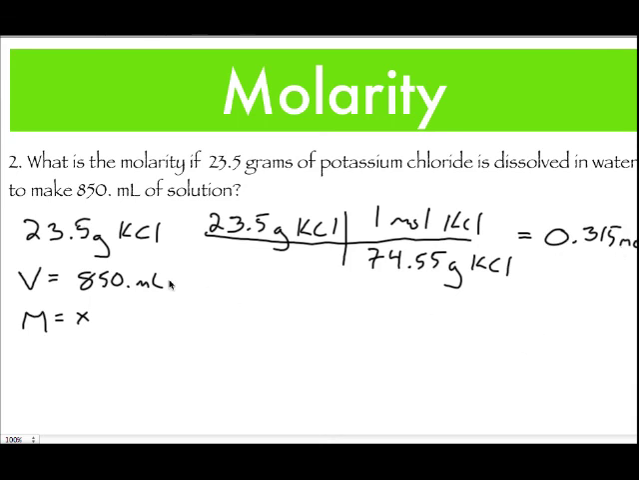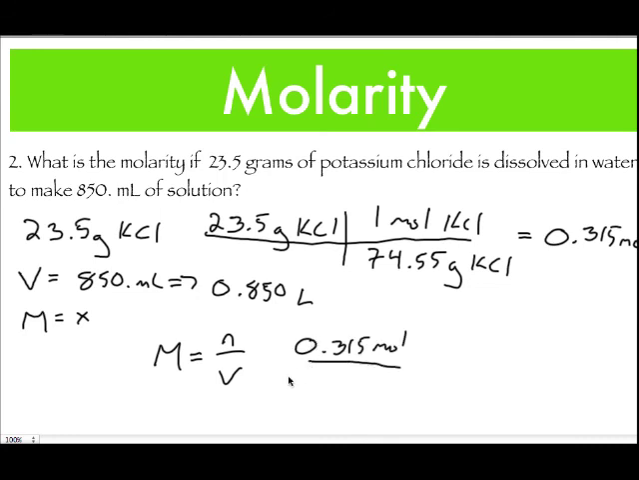Now I have my moles. I have my volume in milliliters again, so we need to convert. 0.850 liters, divided by 1,000. And we just plug this into the equation again, 0.315 moles over 0.850 liters, and plug it into the calculator, and presto changeo. 0.371 big M, molar.